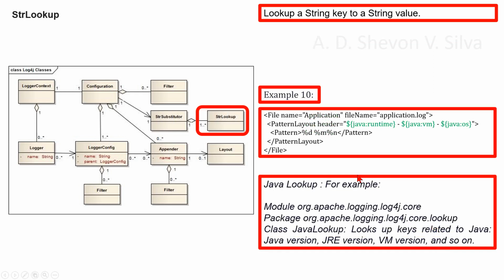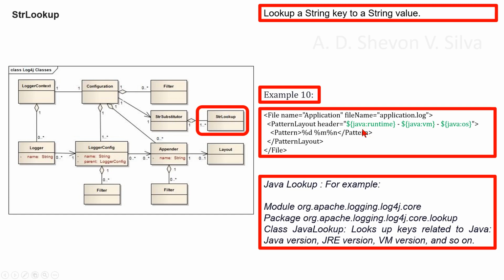Now we are considering Java lookup. For example, here the Java lookup in package org.apache.logging.log4j.core.lookup in module org.apache.logging.log4j.core looks up the keys related to Java version, JRE version, VM version and so on.